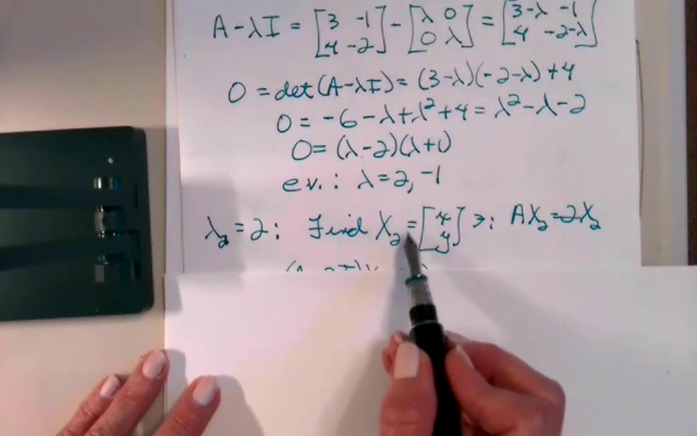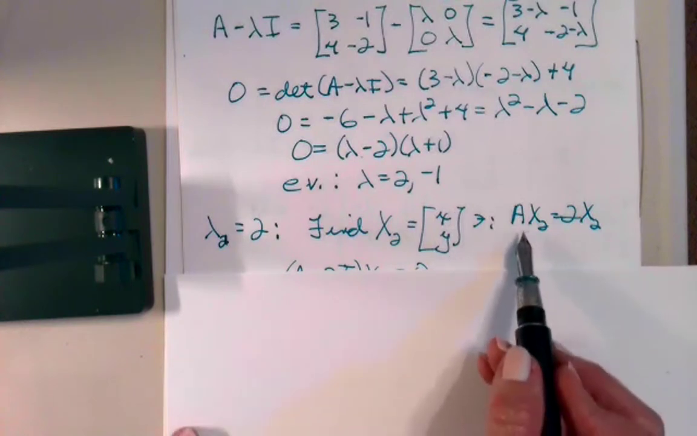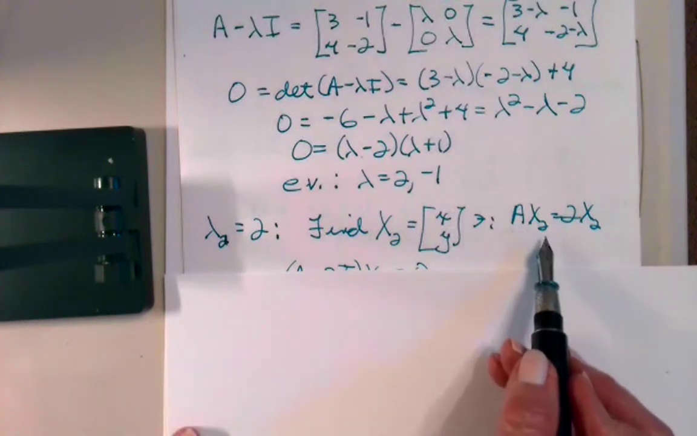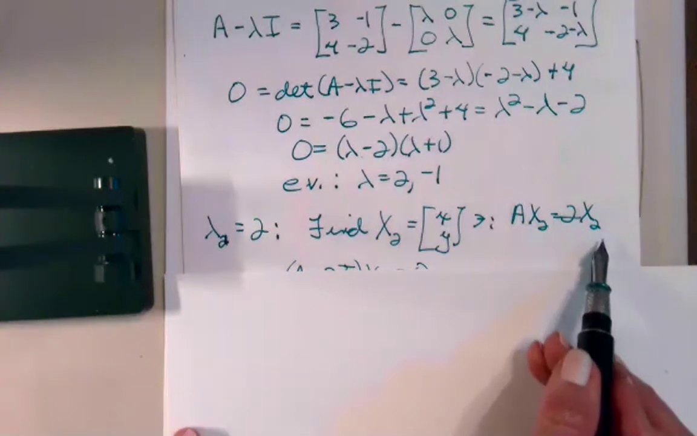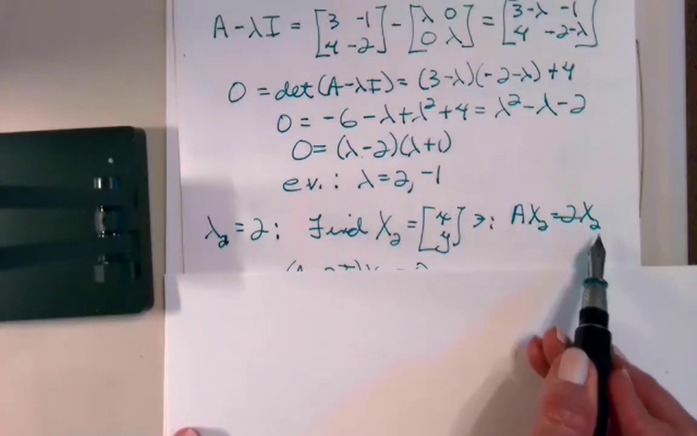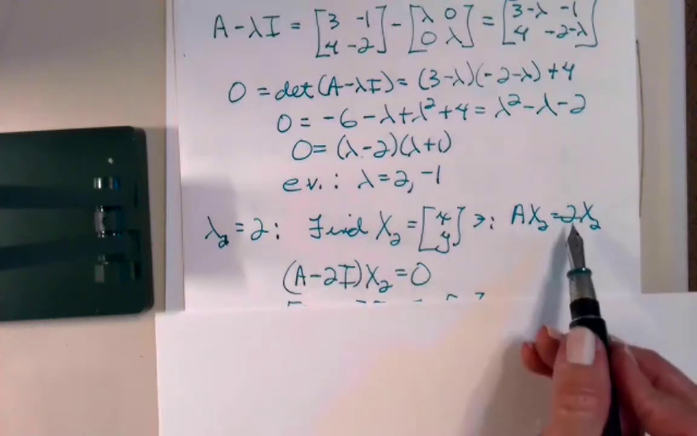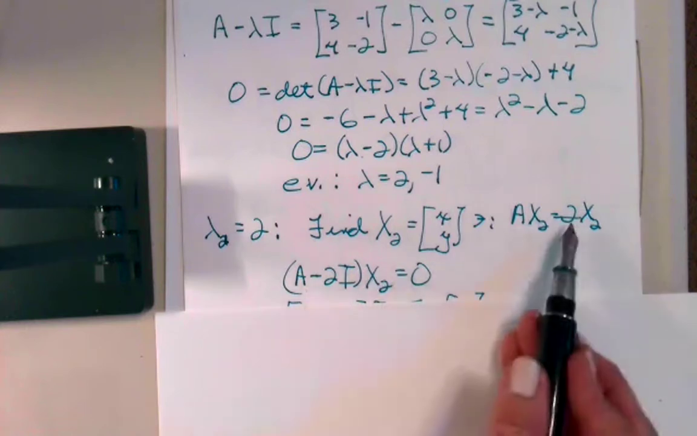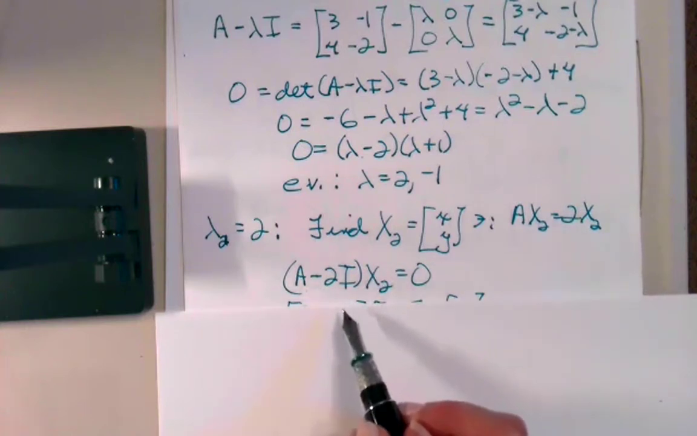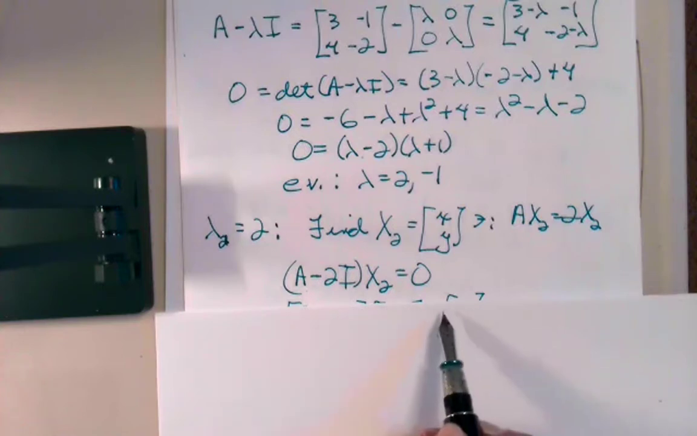So what does that mean? We need to find a 2-component vector, because it's a 2 by 2 matrix, such that when I take the matrix A times x2, I get 2 times x2. A times the eigenvector gives you the eigenvalue times that eigenvector again. Then you solve for that x2 by putting everything on one side and looking at the equation A minus 2 times the identity, times x, equals 0.